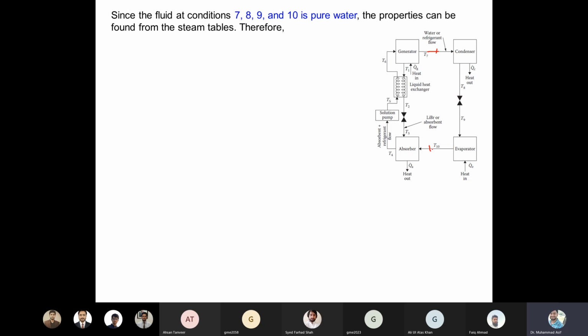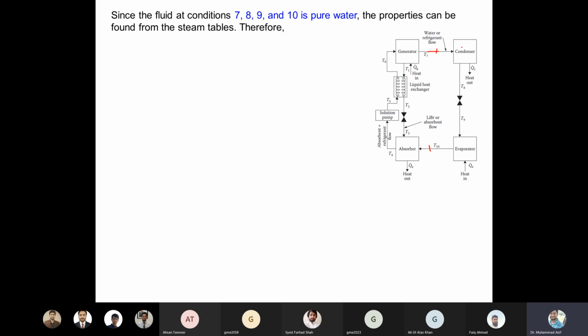We know that the generator and condenser are operating at high pressure, and similarly, the absorber and evaporator are operating at low pressure. So in this range we have one pressure, and in this range we have another pressure. We know that this is pure water, so this is saturated. If you recall the TS diagram, we have the saturated properties here.